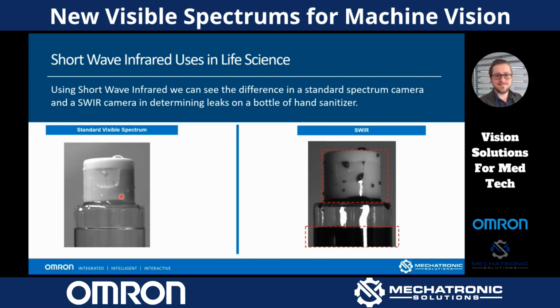In the image on the left, we can see the droplets of water, or alcohol, sorry, with our human eye, but a camera is not going to really be able to detect that. Utilizing shortwave infrared, we can clearly see, hey, this bottle is leaking. This is a bad bottle. Get it off the assembly line.